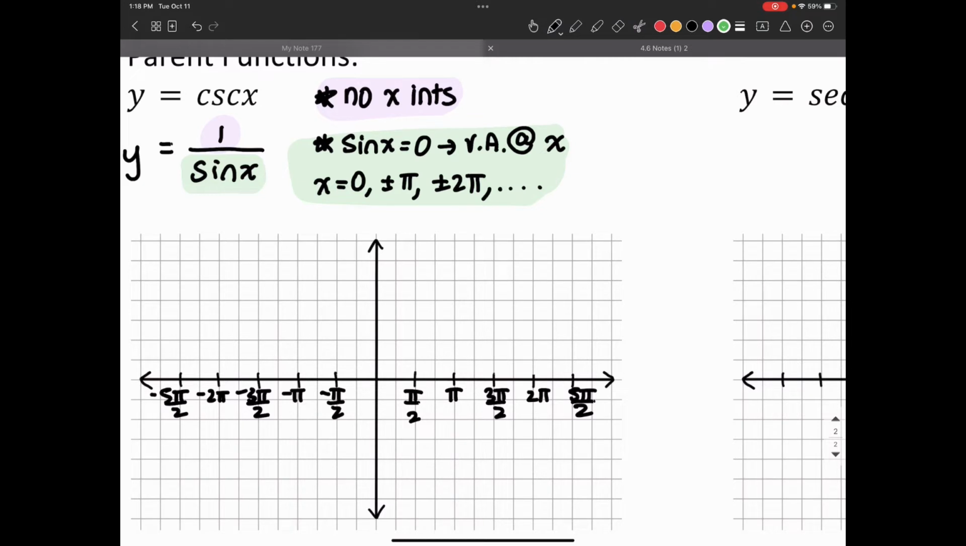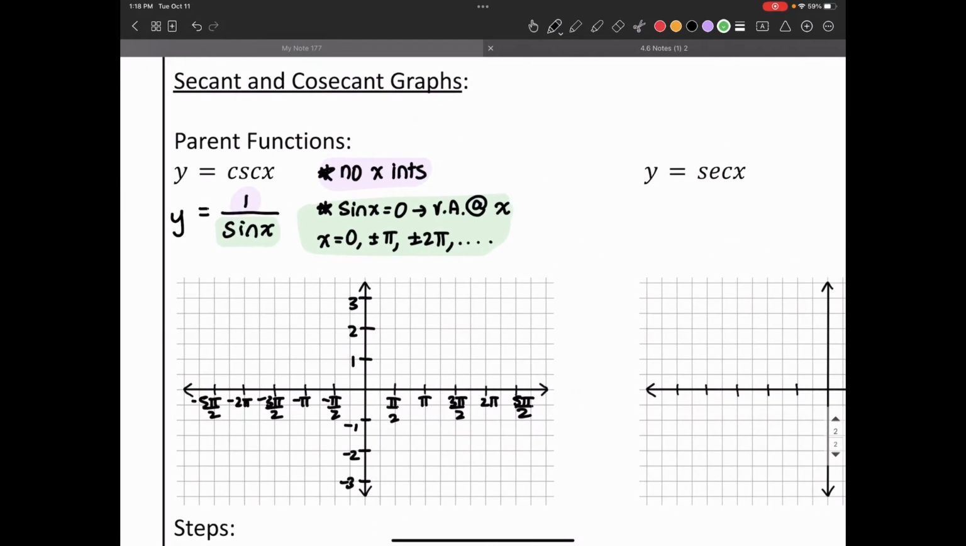Then I scale my y-axis, counting every 2 as 1, and I'm going to start putting these vertical asymptotes in. I have a vertical asymptote at 0, so I'm going to draw that in here. I have one at pi, one at 2 pi, and then going backwards, I have one at negative pi and one at negative 2 pi. So I'm going to draw these in first.